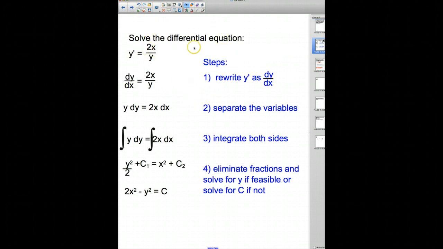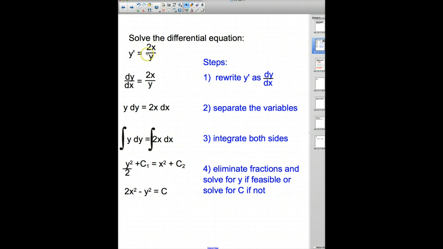So to solve a differential equation, they give you a differential equation like this, and the steps are, first of all, rewrite y prime as dy dx. For this, we like Leibniz's notation for derivative a lot better because it will help us separate our variables and then integrate both sides of the equation and then rewrite it using strategies to get rid of fractions and solving for y if it's possible, but if not possible to solve for y easily, then just solve for the constant. So let's follow this example.